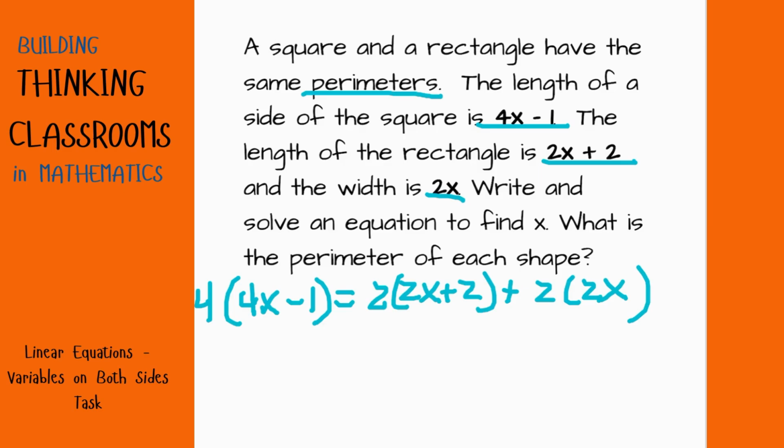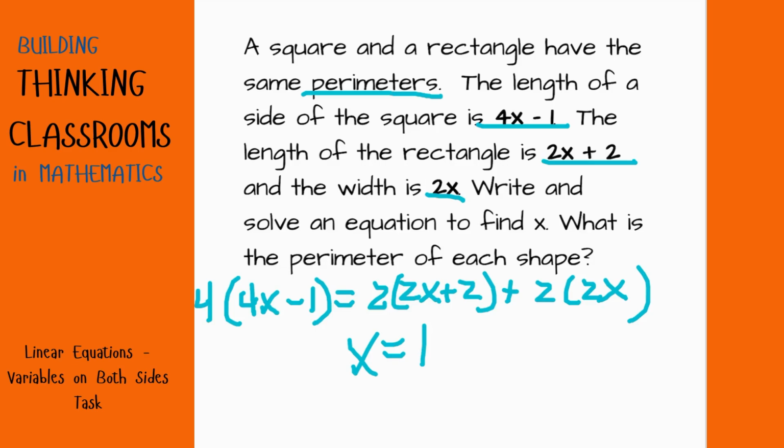Some of our kids just plugged values in to see if they could figure out what x would be so that all the sides of the square added together equal all sides of the rectangle added together. So what they should get to is that x equals 1. Then they have to apply this back to the square, and they have to apply this back to the rectangle to figure out the total perimeters.